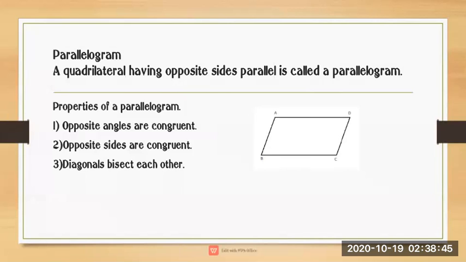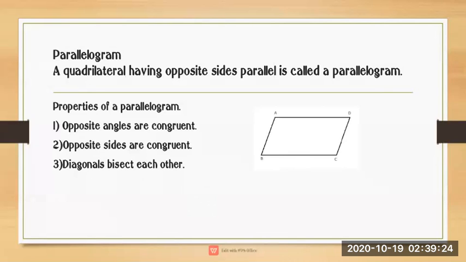The first property of a parallelogram is that opposite angles are congruent. You can see a diagram over here. Opposite angle means, A is our angle, and the opposite of angle A is angle C. So here angle A is congruent to angle C. That means opposite angles are congruent. Now you can see angle B, its opposite is angle D. So here B and D are also congruent.